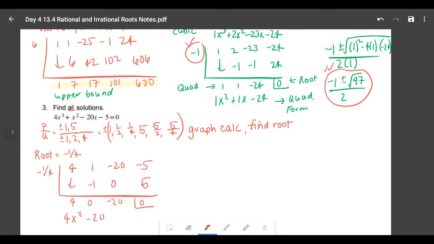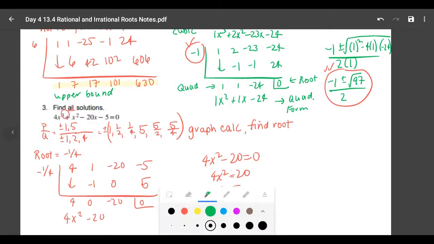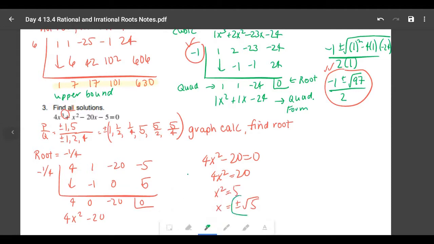All right, so I'm going to solve this using the square root method. So 4x squared minus 20 equals 0. If I add 20, I get 4x squared equals 20, x squared equals 5. And that tells me that x equals plus or minus square root of 5. Since it is a cubic function, I should have 3 solutions. So I have plus root 5, negative root 5, and also negative 1/4. There are my 3 solutions. 1, 2, 3, and we're all done.